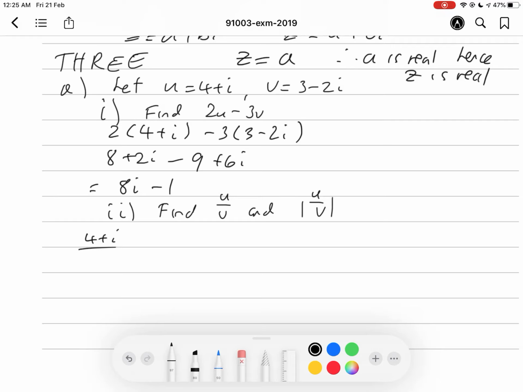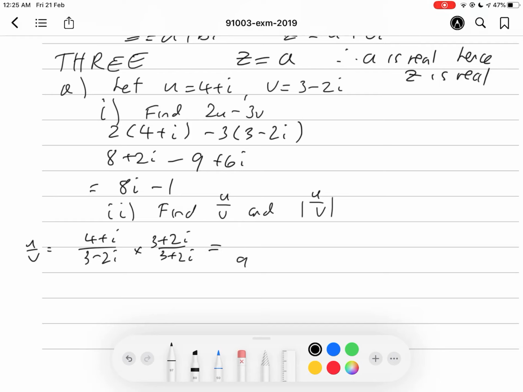So (4 + i) over (3 − 2i) equals u over v. Right now we want to find u over v, which means we have to rationalize the denominator by multiplying by the conjugate, so 3 plus 2i, 3 plus 2i.